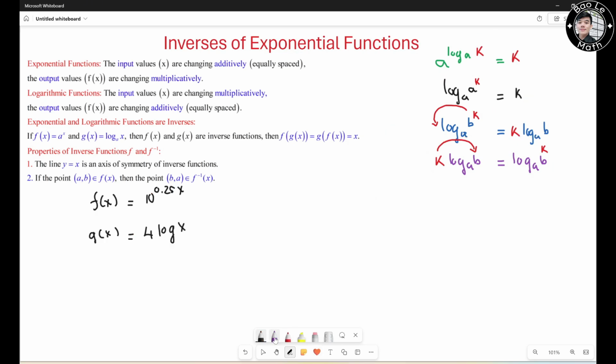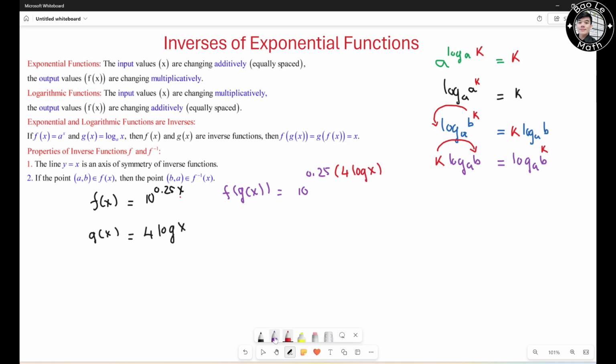Now let's move on to the next example. I have the function f of s equals 10 to the 0.25s and g of s equals 4 log s, right? I need to determine whether f of s and g of s are inverses of each other. Alright, so I'm going to start with f of g of s, which equals 10 to the 0.25. Now the s value right here, I need to replace with 4 log s, right? So it's going to be multiplied by 4 log s.